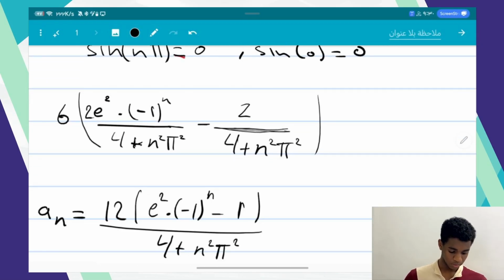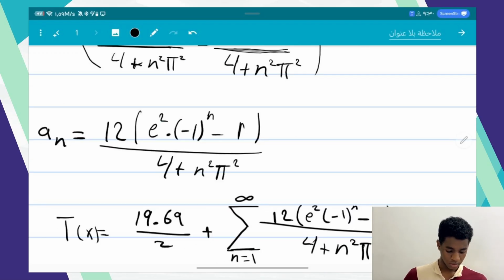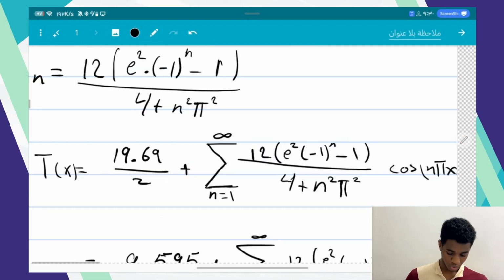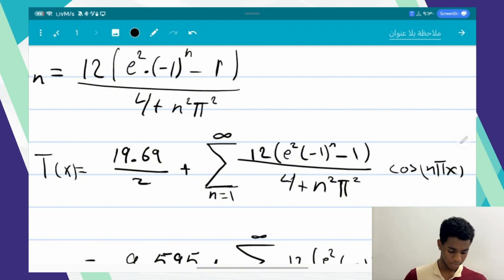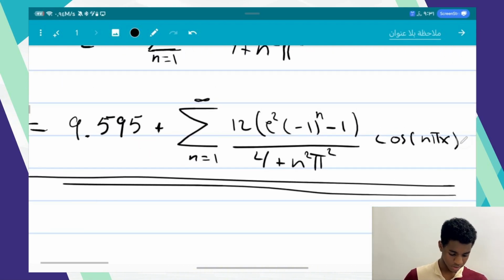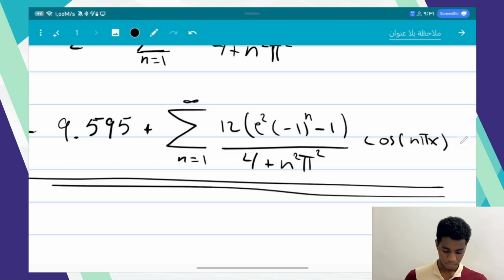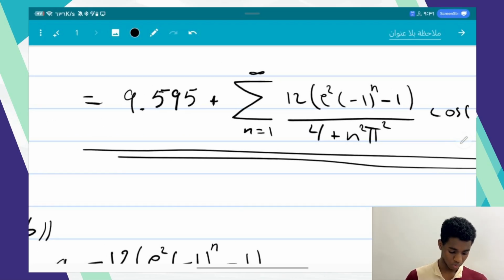So we got 6 multiplied by (2e^2 multiplied by (-1)^n divided by 4 plus n squared π squared, minus 2 over 4 plus n squared π squared). That is 12 multiplied by (e^2 times (-1)^n minus 1) over 4 plus n squared π squared. So we substitute the values into the formula. We got the final answer: 9.595 plus the sum of 12 multiplied by (e^2 times (-1)^n minus 1) over 4 plus n squared π squared, times cos(nπx). So this is the answer for question 1 part A.